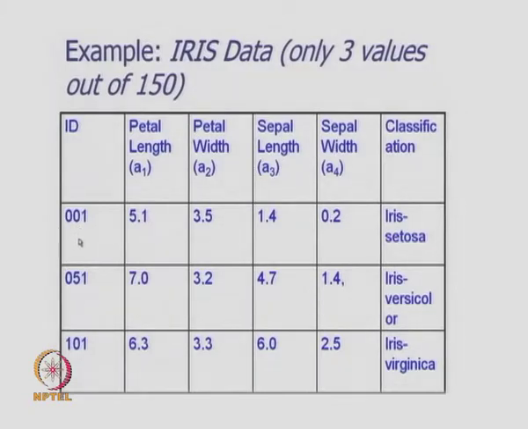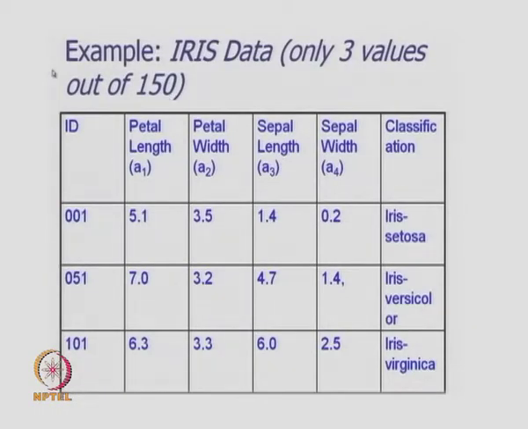So, for example, the flower with ID 001 has a petal length of 5.1 units, petal width of 3.5 units, sepal length of 1.4 units, sepal width of 0.2 units, and it is classified as iris setosa. This way, flowers with IDs 001 to 150 are given with these values of these 4 attributes. This is a very famous data set and has served as a benchmark for machine learning problems. Whenever anybody designs a new machine learning algorithm, one of the important tests for the algorithm is performance on the iris data.